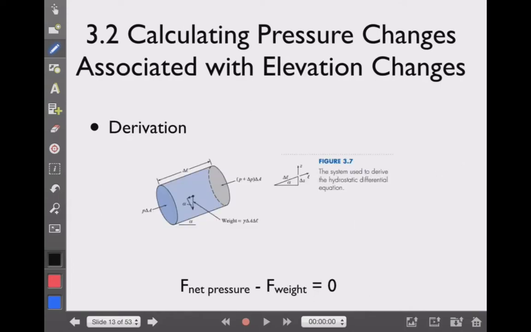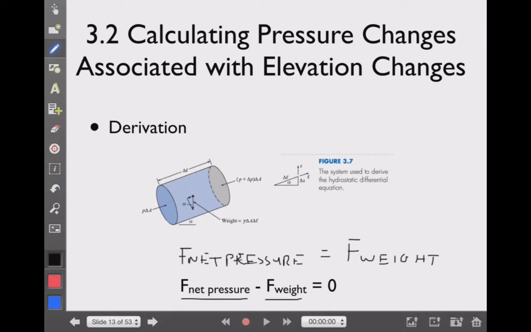So let's take a look at this. Just as before, this is just a more general case. Just as before, we see that if it's a static situation, the net pressure force is going to be equal to the net weight, or the net pressure force minus the weight is going to have to be equal to 0. This can be rewritten like this. Net pressure force must be equal to the force of the weight. Or when they subtract, they have to be 0. So let's go ahead and derive this equation.